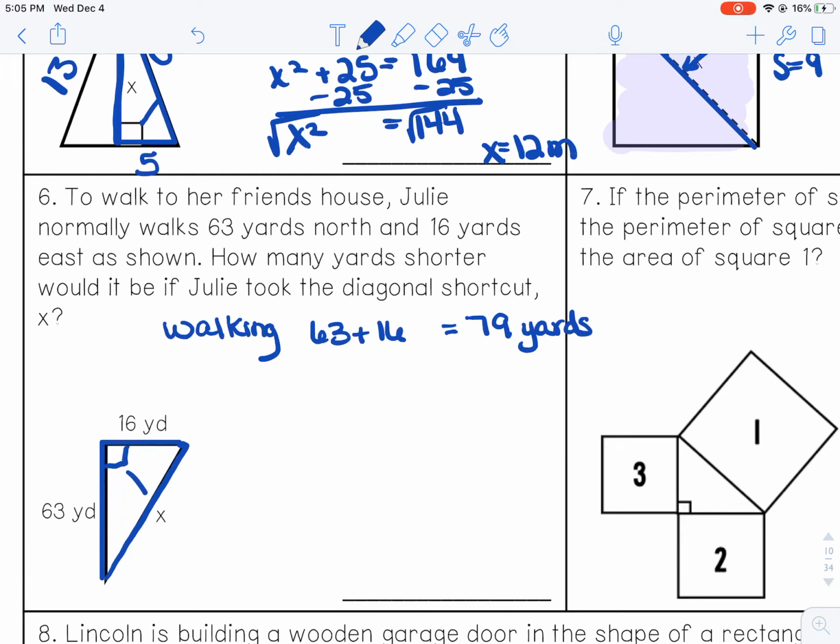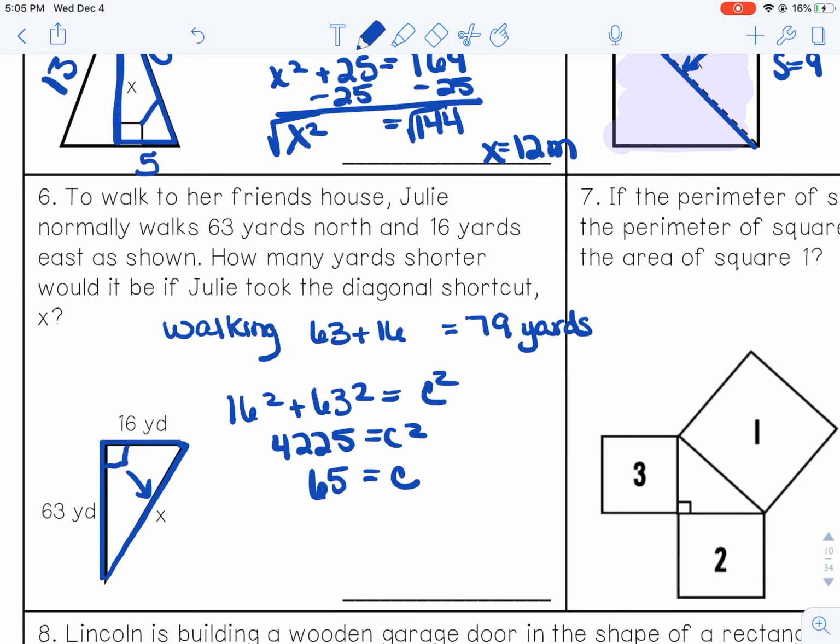So here's our right angle. We're trying to find C again. So 16 squared plus 63 squared is equal to C squared. Okay, so 16 squared plus 63 squared is 4,225. Find the square root of that, and I get 65 yards. So this is 65 yards.